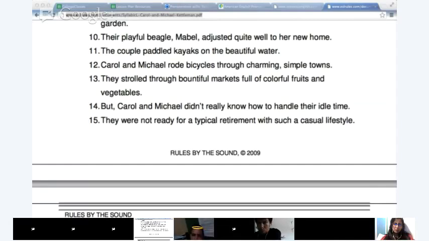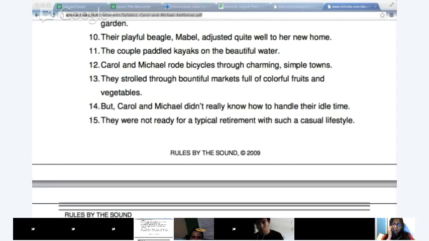So, all right. Good. They strolled through bountiful markets full of colorful fruits and vegetables. Go ahead, James. They strolled through bountiful markets full of colorful fruits and vegetables. Okay. So colorful. Yep. Colorful. And take your time reading these sentences so you don't miss S's, so you don't miss the full words. Okay, it's all right to go slow.